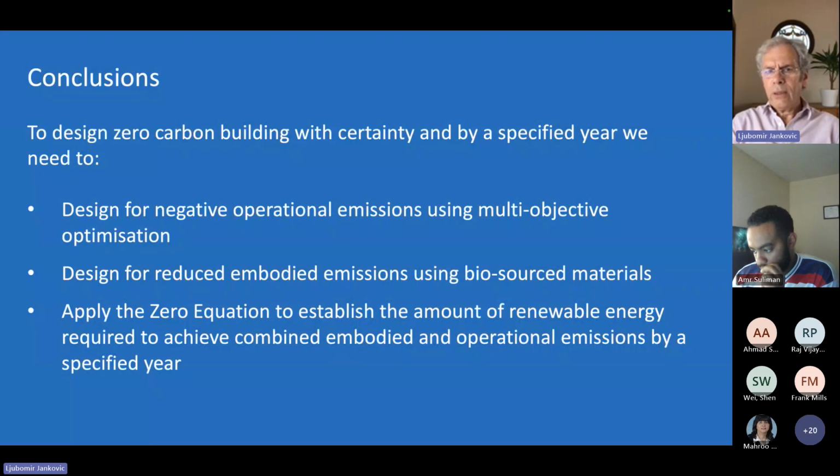You notice that I didn't give any reference sources for embodied emissions. There are quite many of them, and you can find this online. They're changing all the time, but they are there, and you can use them for your designs.